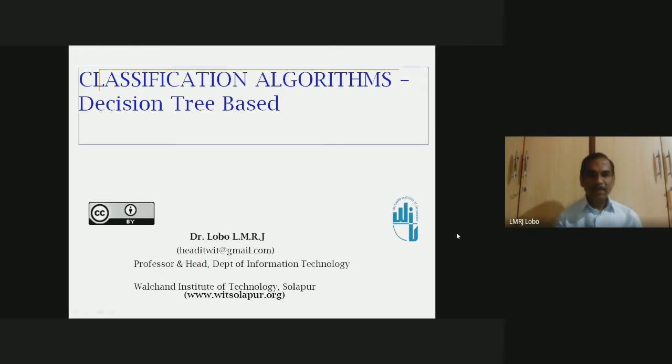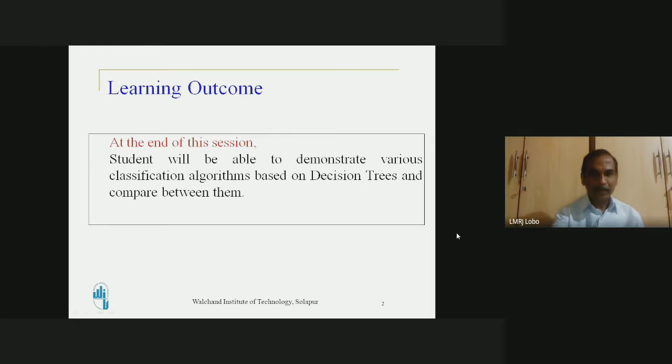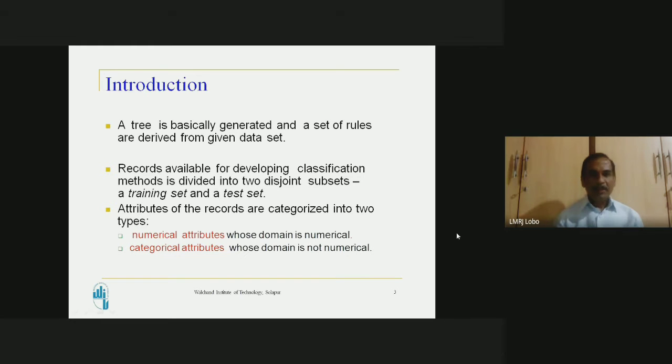Today we are going to discuss classification algorithms based on decision tree. At the end of this session, the student will be able to demonstrate various classification algorithms based on decision trees and compare between them. A tree is basically generated and a set of rules are derived from the given data set.